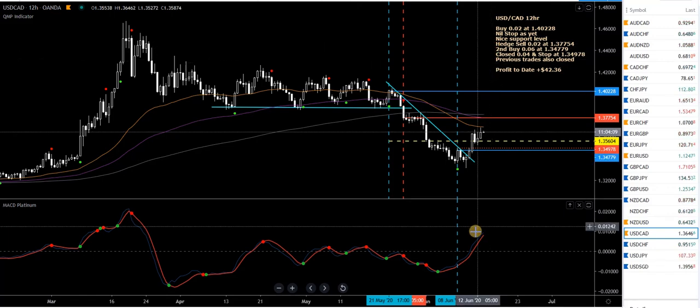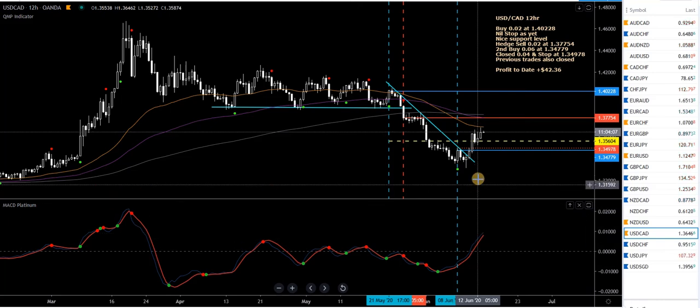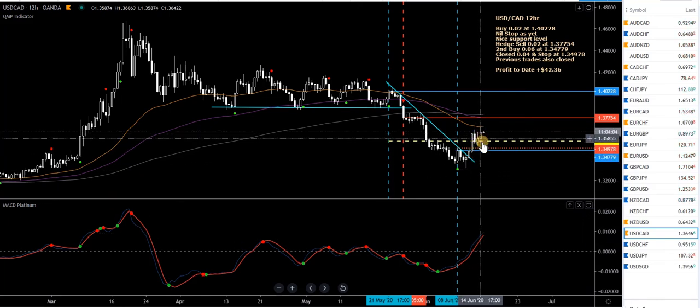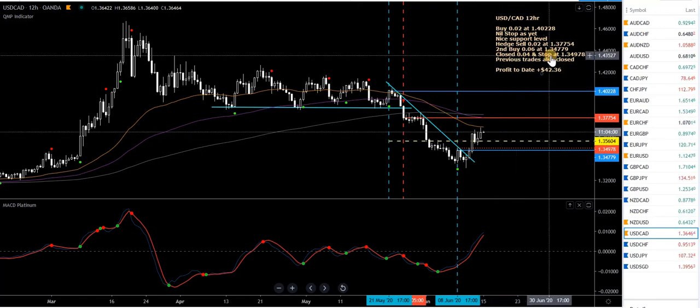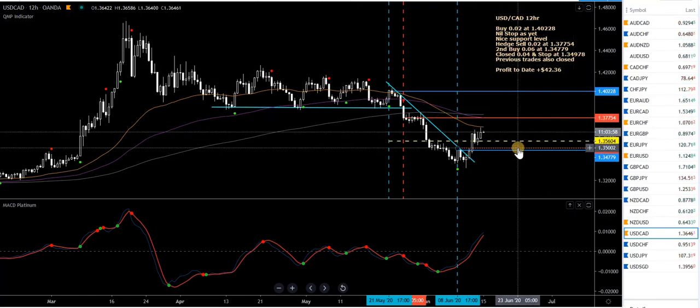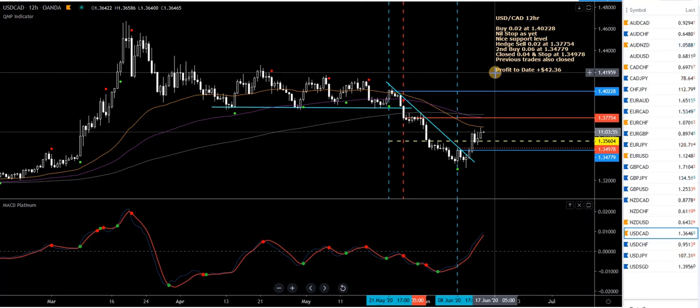Now, today, MACD Platinum's been through the zero for a little while. We've had a push up. We're above the overall break-even level. So I've closed 0.04, put a stop in place just above the entry level, and that gave me a profit of $17.22, and that's been added to the total there.